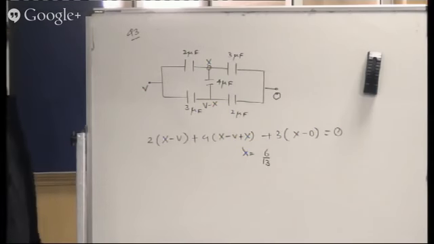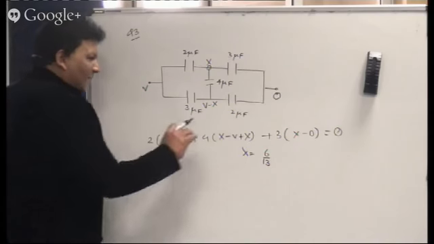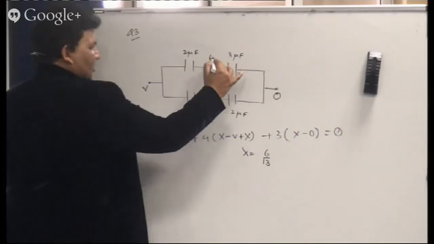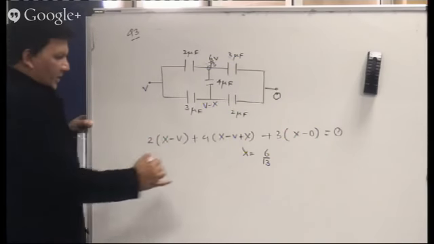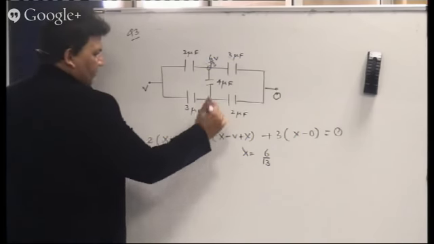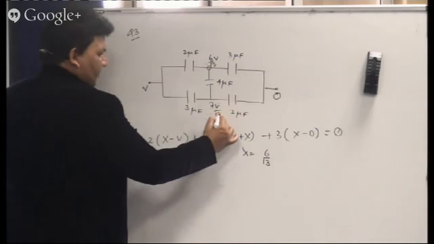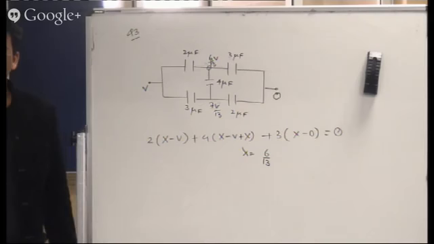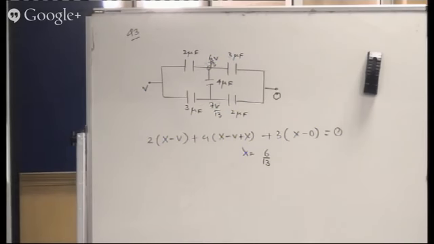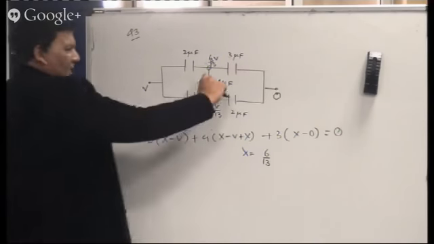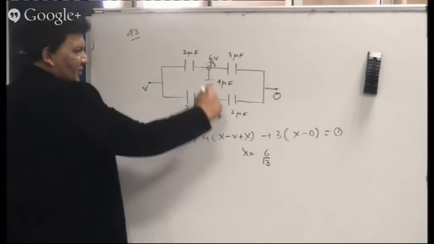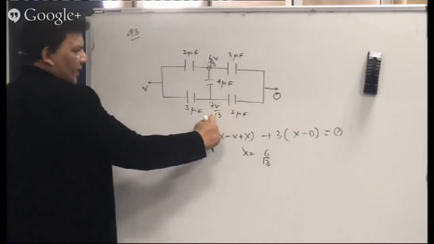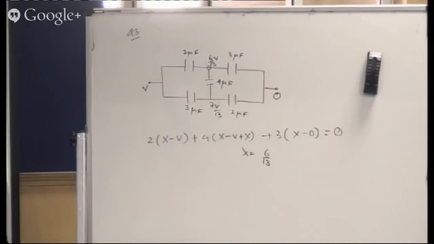Perfect. Now what does this solution give us? What will be V minus X? 7V by 13. Now see the edge this will give you, which the other students won't have. If he asks you, what is the charge on this capacitor? It is 7V minus 6V by 13. How much is this? V by 13 into 4. So what is the answer?